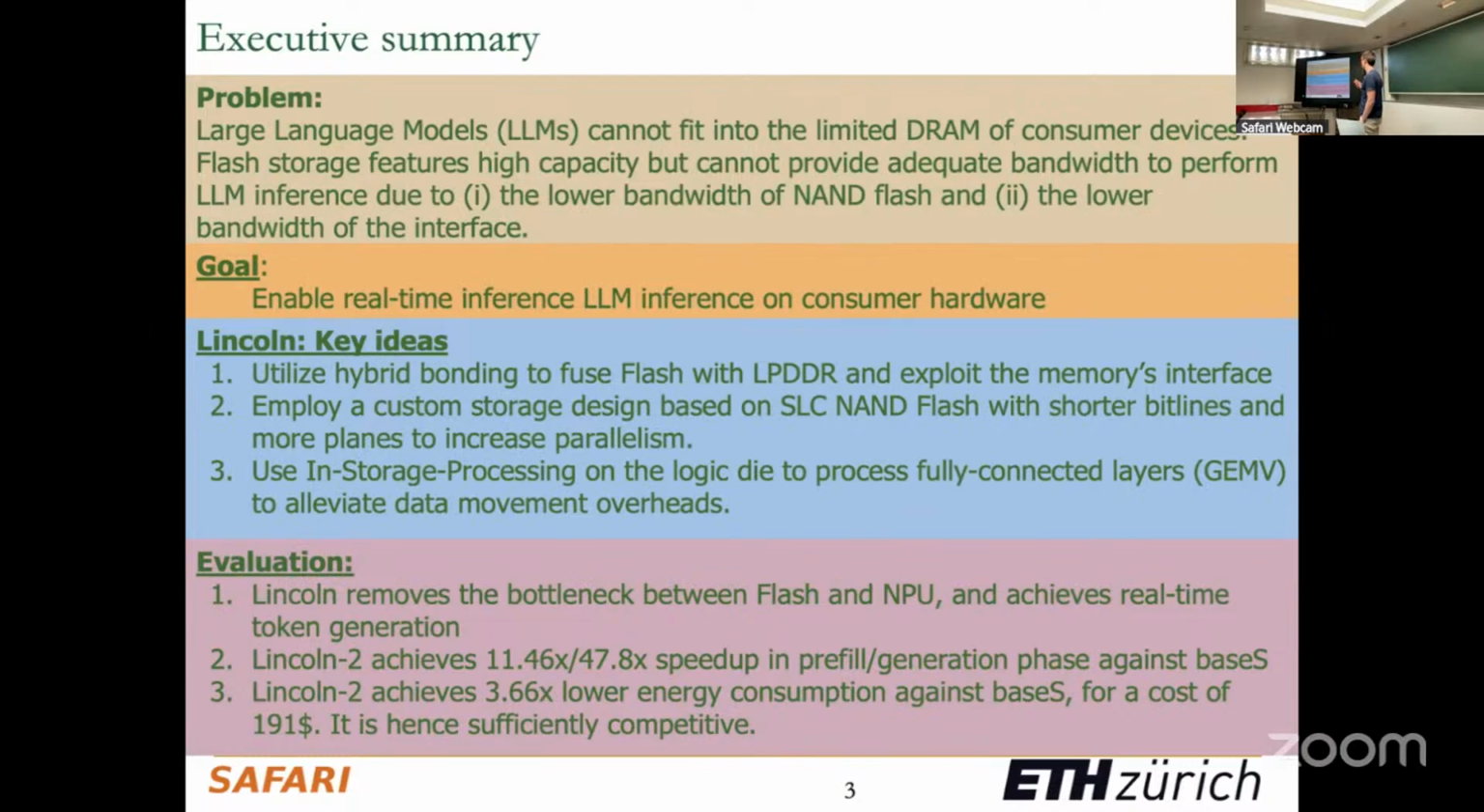And for the evaluation, it removes the bottleneck between flash and NPU, and the NPU can use the flash as efficiently as with DRAM. It also achieves real-time token generation. It achieves 11 times and 47 times speedup in prefill and generation phase against the base with speculative inference. And it also achieves 3.6 times lower energy consumption per token against the base, for a cost of around $191. It is hence competitive against other types of LLM setups.